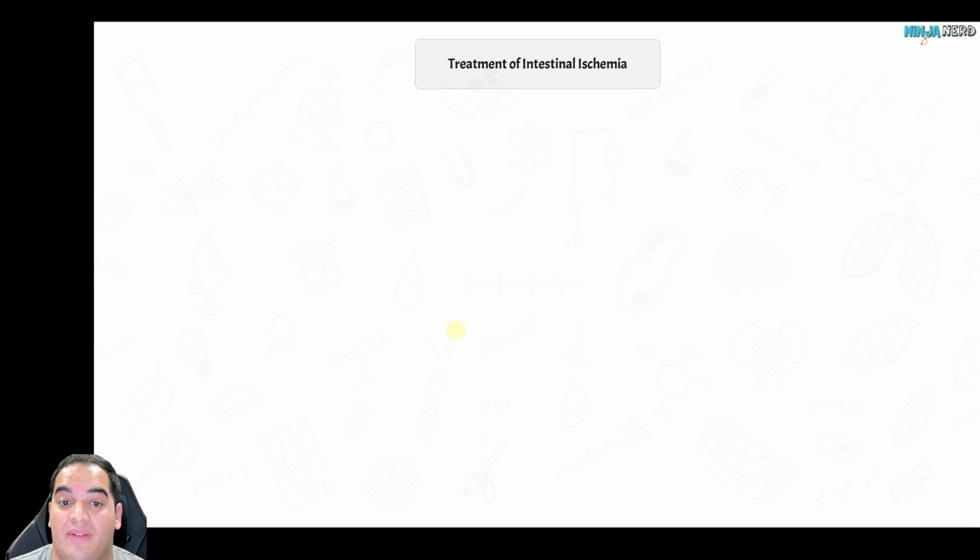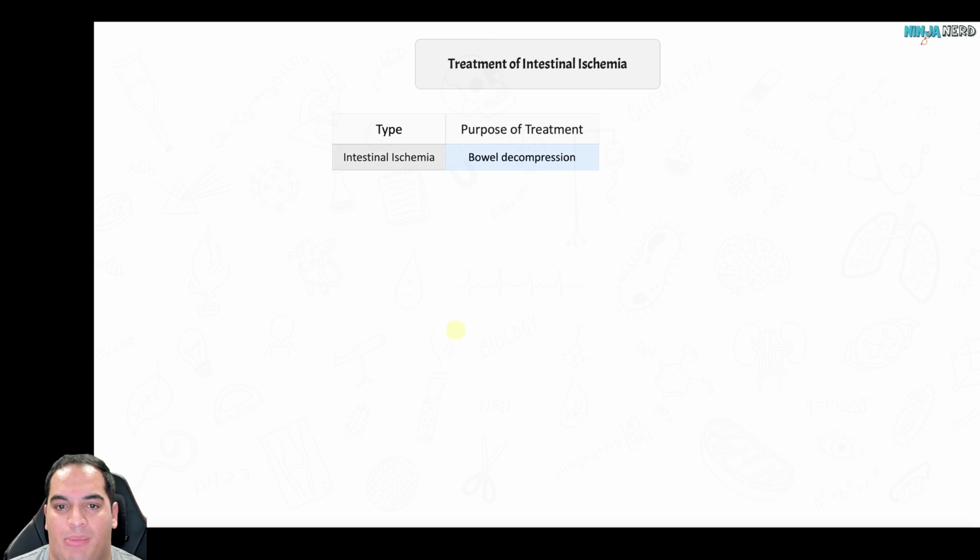All right, let's talk about the treatment of intestinal ischemia. So it's really important that we identify patients who have intestinal ischemia. The first thing that we should do is bowel decompression. You're like, okay, what the heck? Why? Well, the reason why is if a patient has an ischemic bowel, the muscle is a part of that bowel wall, and the muscle is supposed to undergo contraction and propulsion and peristaltic activity to move food and fluids along. And if it's ischemic, it's not going to do that.